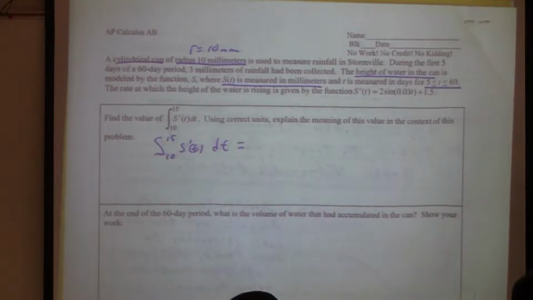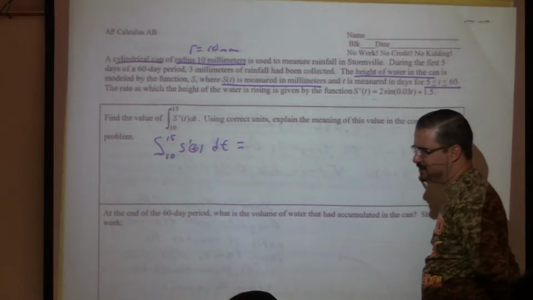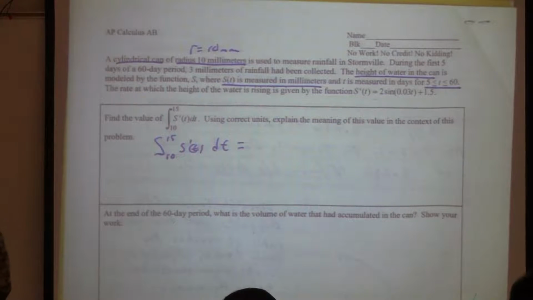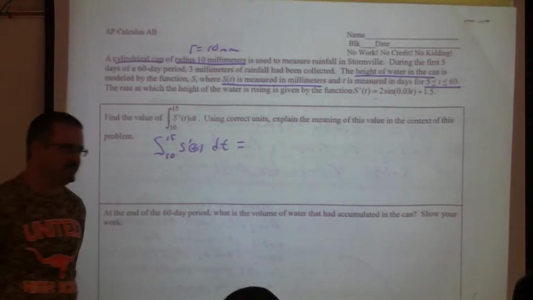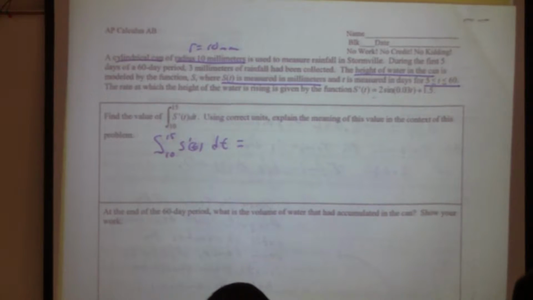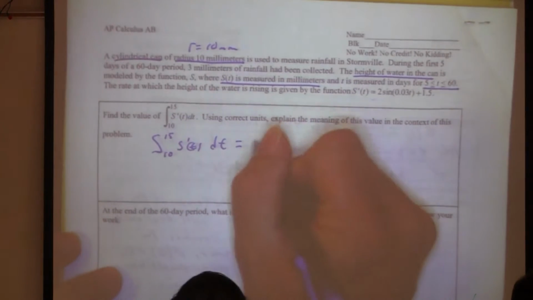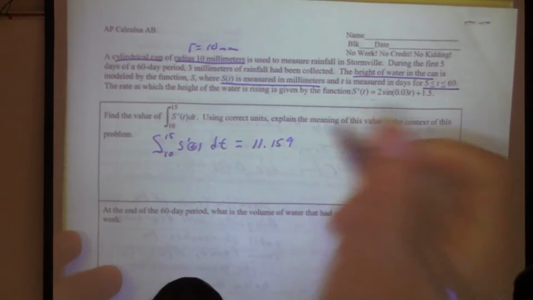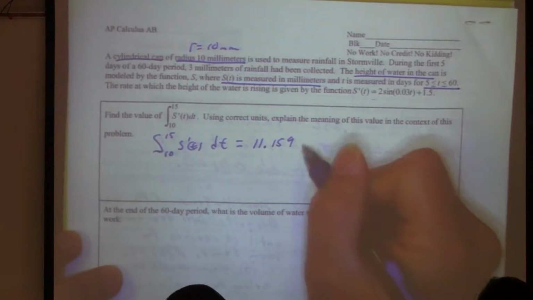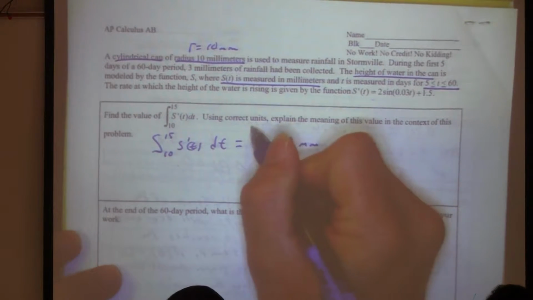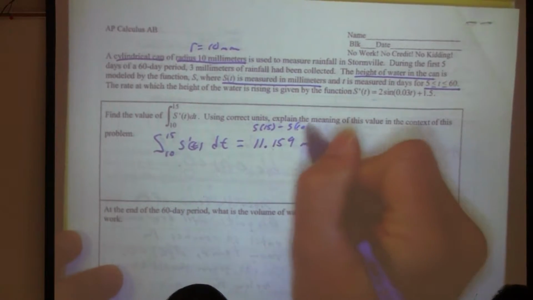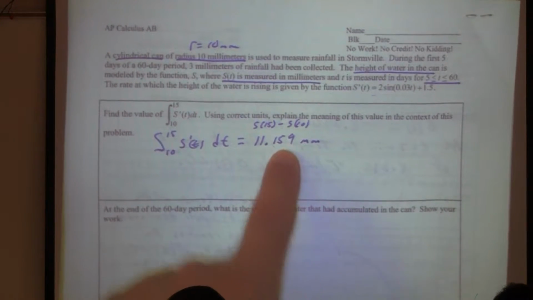So type it in. Remember, you're using that function up there. You gotta make sure your calculators are in radians. Which they should be, unless your friends in other classes are switching them. That would be evil. It's 11.159. And what would be the units of that? Millimeters, right? Because this is describing S, right? It would be like S of 15 minus S of 10, right? That's what that would be.